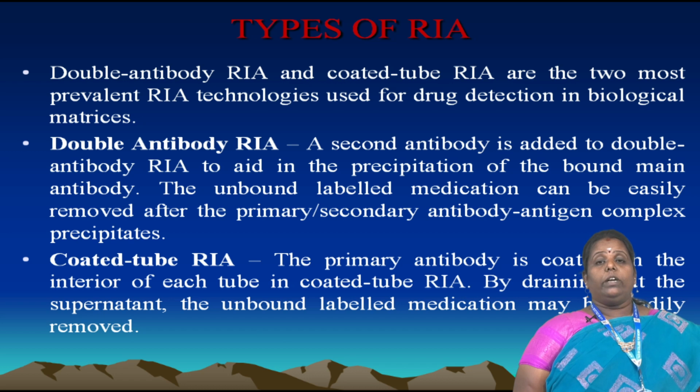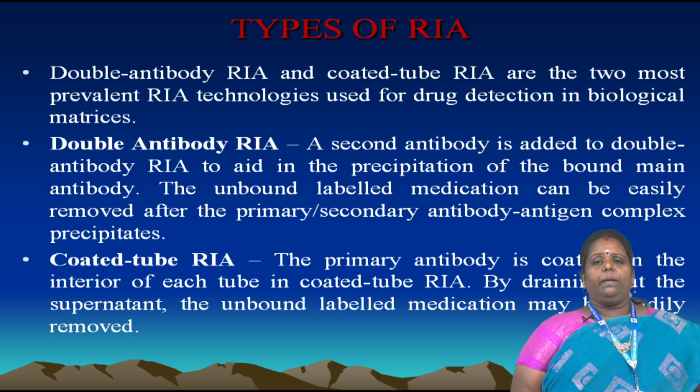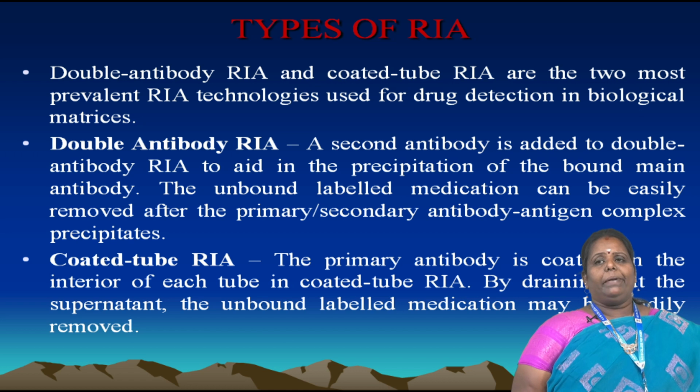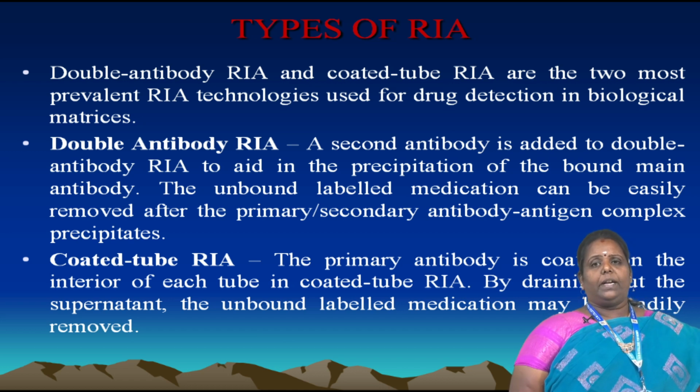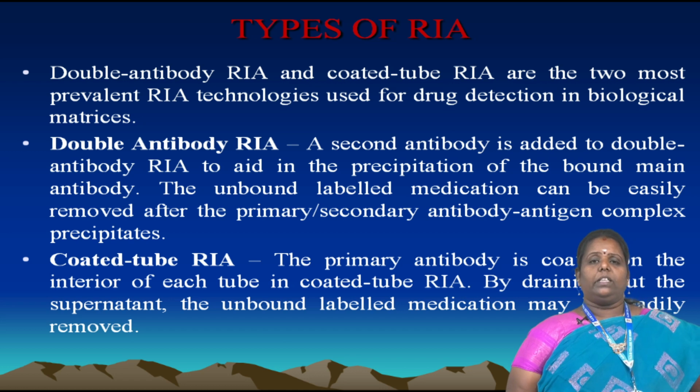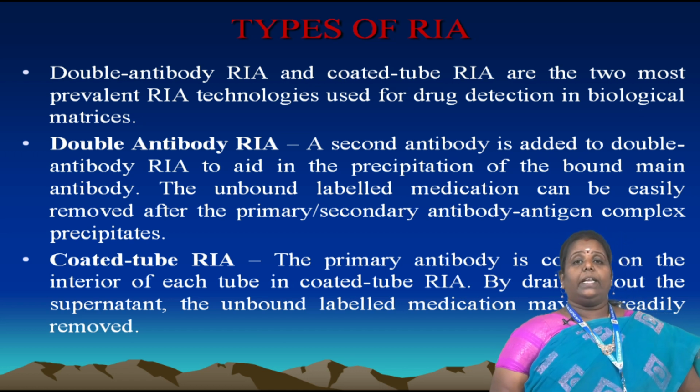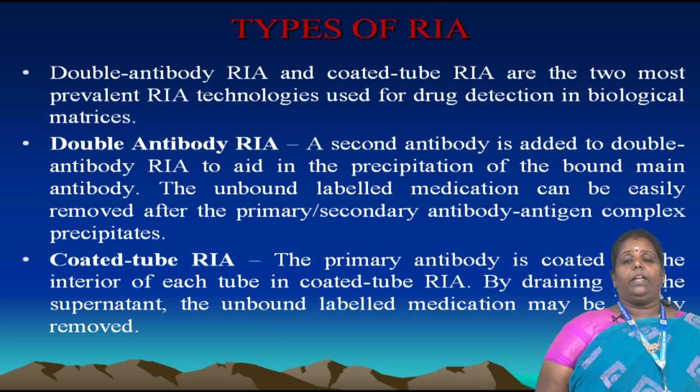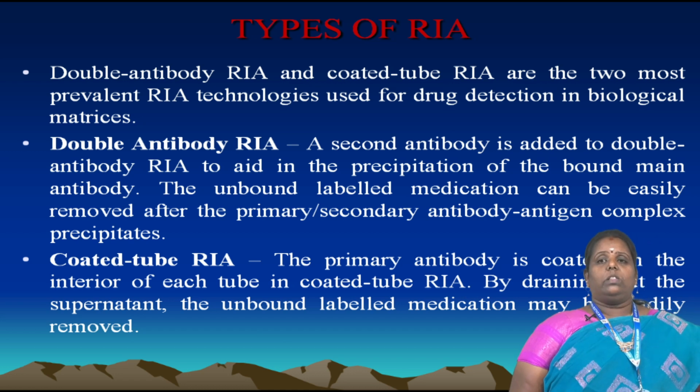It is bound to the main antibody. The unbound labeled medication can easily be removed along with the primary and secondary antibody. The antigen complexes are also precipitated. So we have to identify the particular antigens that are affecting this one. The antibody is also separated immediately. We have to identify particular antigens also.